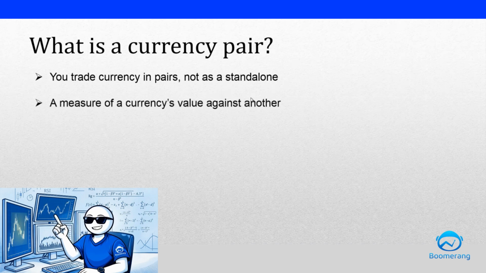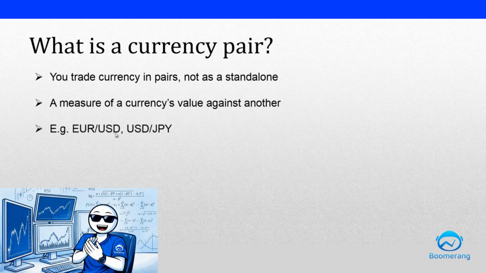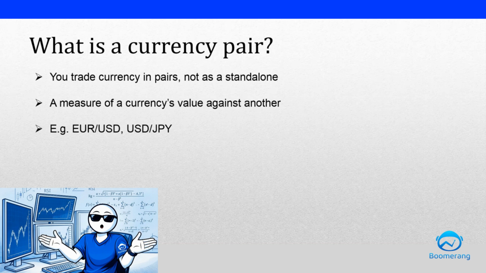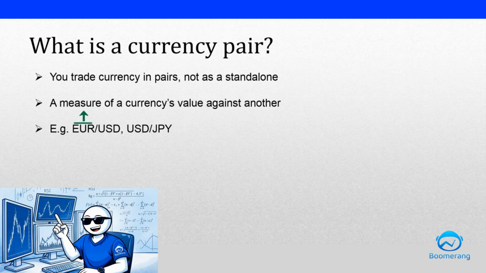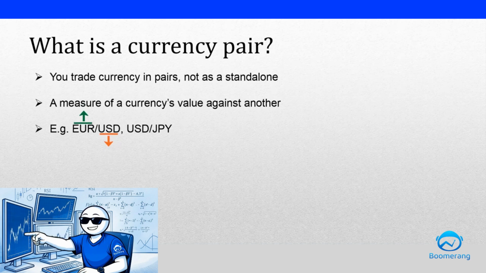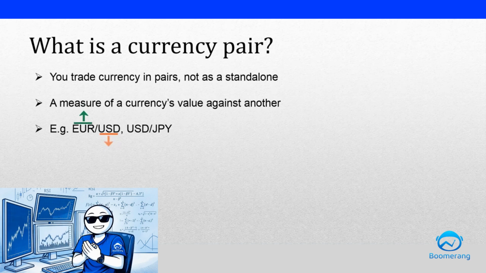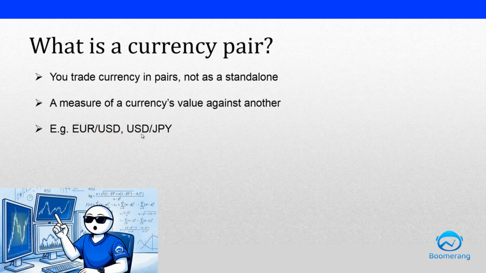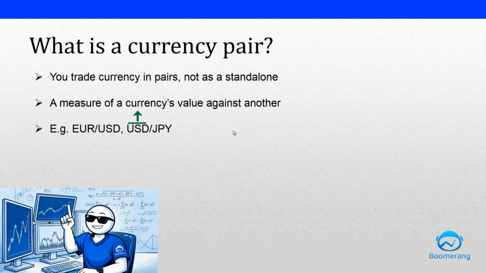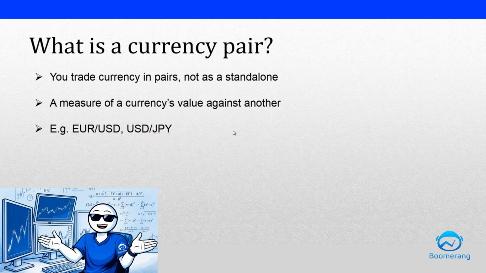In essence, currency pairs help you measure a currency's value against another currency. For example, euro against the dollar. When you buy the euro dollar, you're buying the euro currency and selling the US dollar. You're giving the other party US dollars in exchange for the euro. Just like buying an apple from the supermarket, you give your money in exchange for the apple. Likewise, for dollar against the yen, you are buying the US dollar, and in return you give the other party Japanese yen. Make sense?